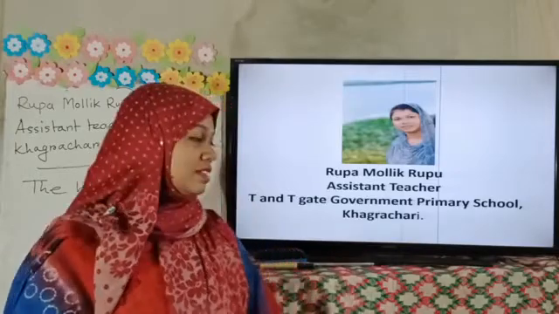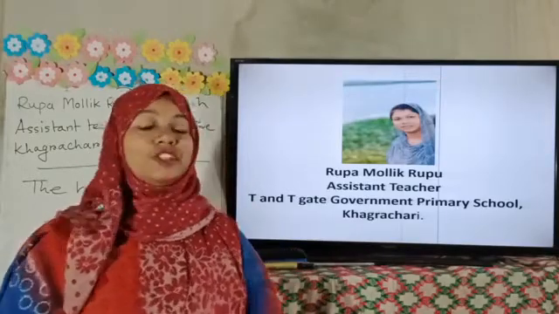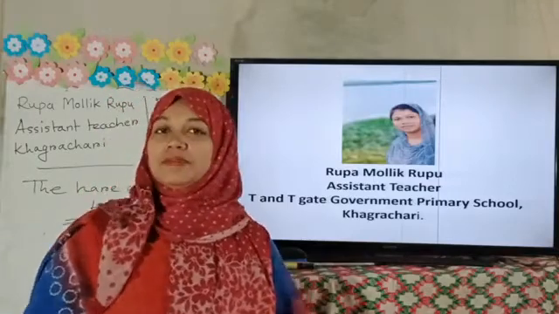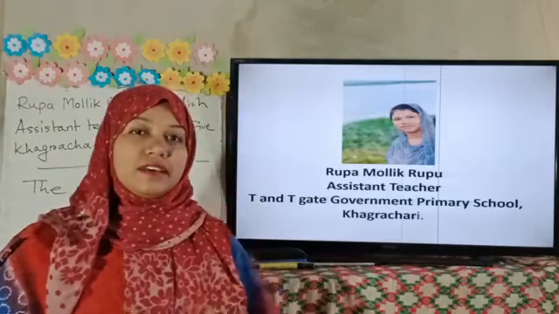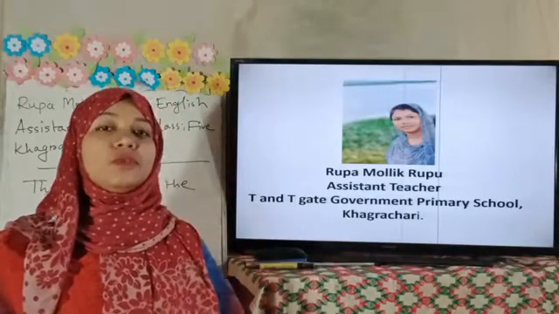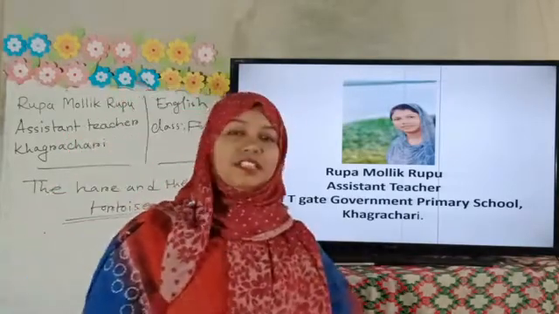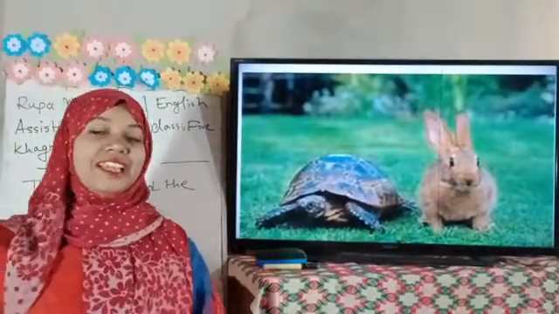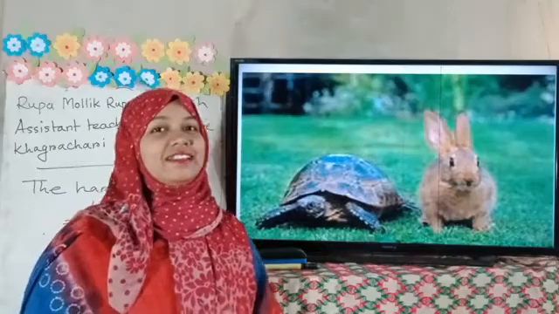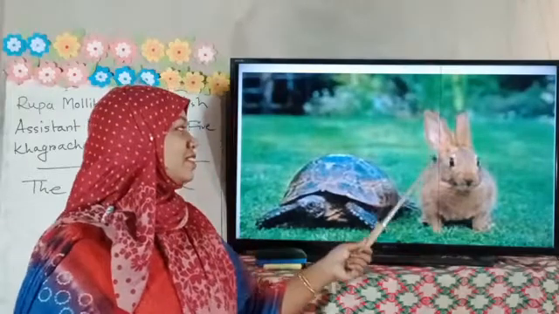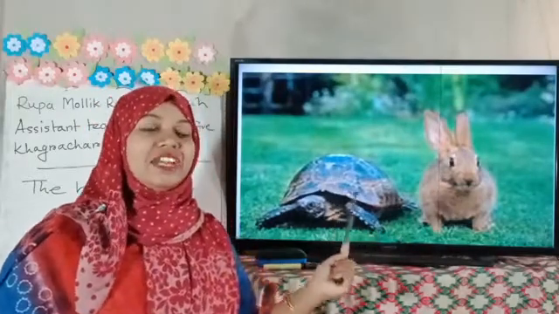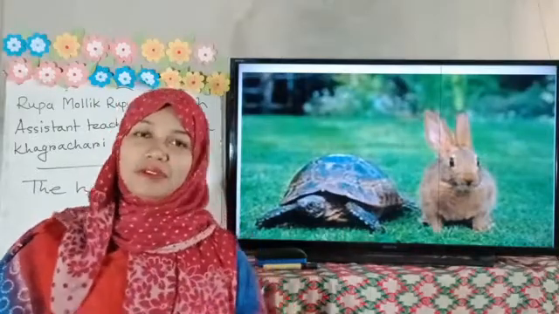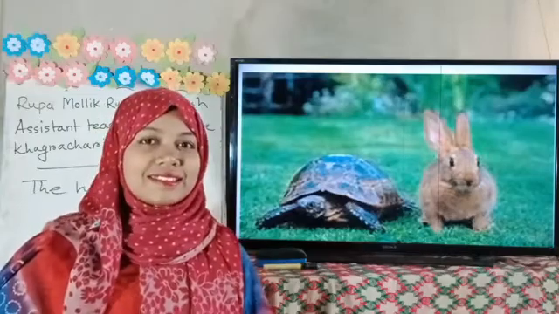Dear students, at first I would like to show you a picture. From this picture you can realize what you are going to study today. Look at this picture. What can you see here? Yes, you are right. Here is a hare and a tortoise. And maybe now you can remember what you learned in your previous class.